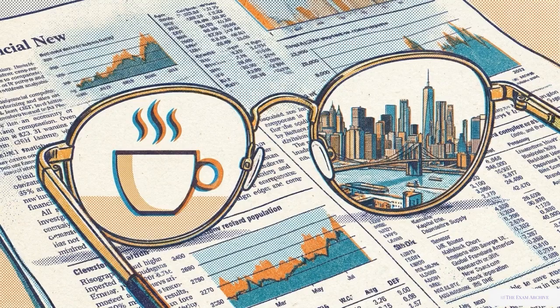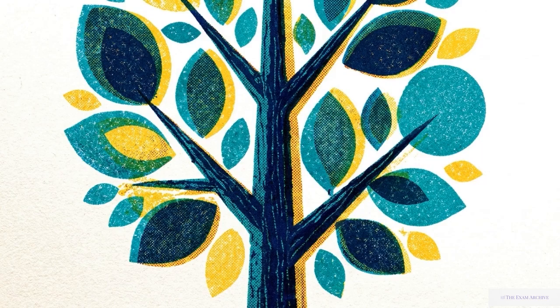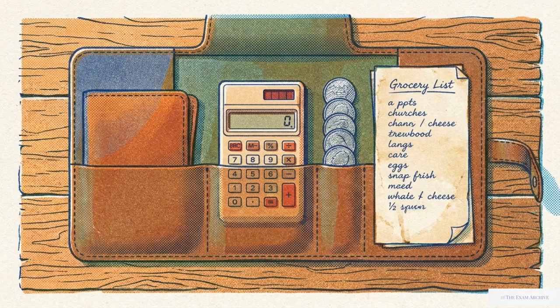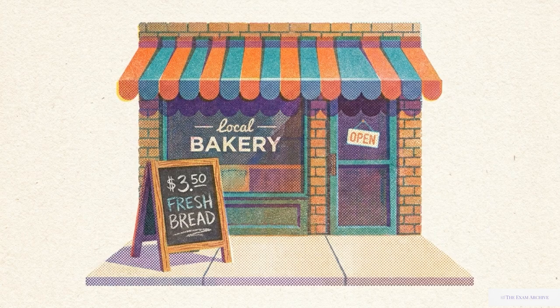To truly understand the financial world, you have to use both lenses. You cannot understand the forest without the trees, and you cannot understand the tree without its environment. Microeconomics provides the toolkit for the individual. It explains your personal choices, your household budget, and why the local stores price things the way they do.